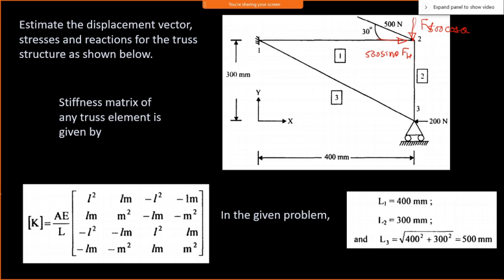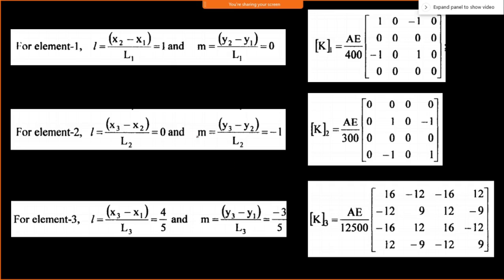For this purpose, we can have a stiffness matrix K equal to A by L and something, and these are the degrees of freedom: node number 1 in X direction, node number 1 in Y direction, node number 2 in X direction, node number 2 in Y direction. So we have a length for each element, that is L1, L2, L3. Then we need to determine these direction cosines, also called DCS. DCS is quite easily determined by l and m.